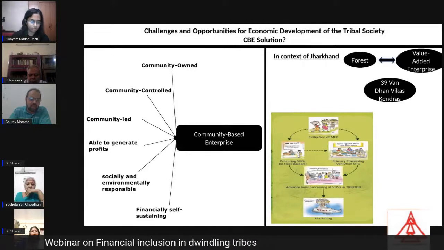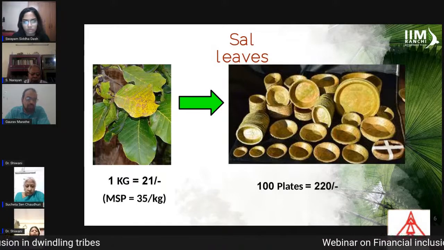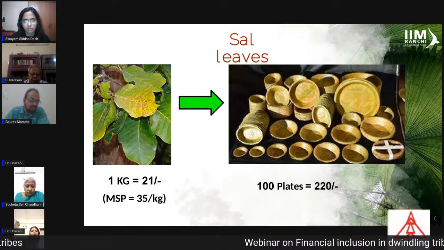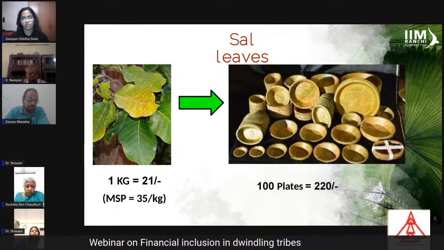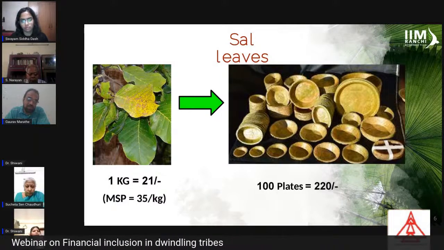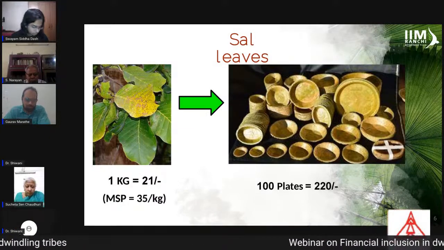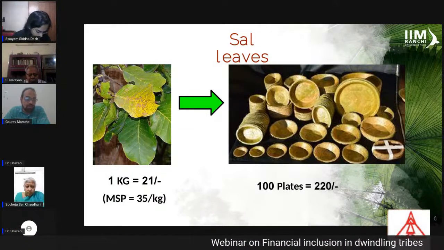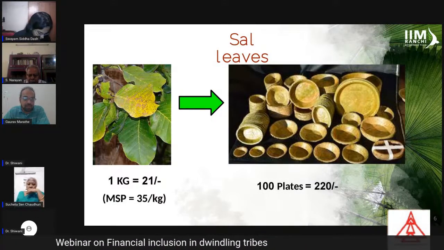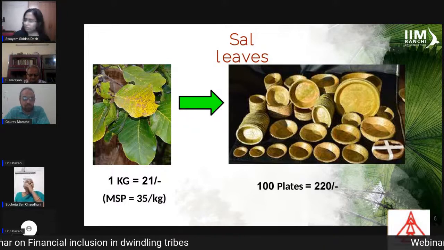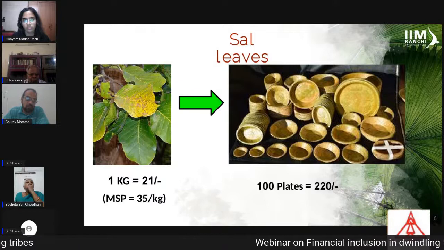To highlight how this would look, say for example, right now many of the forest dwelling communities collect sal leaves and sell them in kgs. One kg would get them 21 rupees and so on. I'm just giving some last figures from maybe 1 year back. Now the government is promising that the MSP is 35 rupees per kg. So instead of being exploited by middlemen, with these centers, whatever they are collecting from the forest would get some higher benefit.